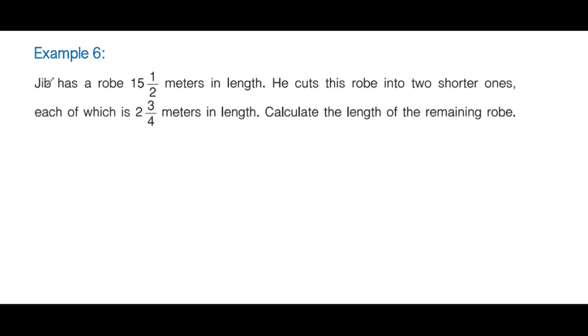Example 6. Jib has a rope 15 and 1 out of 2 meters in length. He cut this rope into two shorter ones, each of which is 2 and 3 out of 4 meters in length. Calculate the length of the remaining rope.